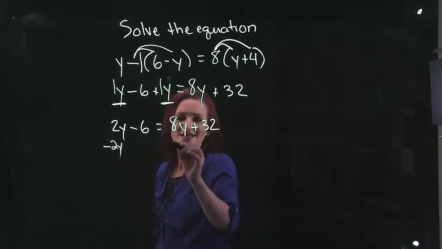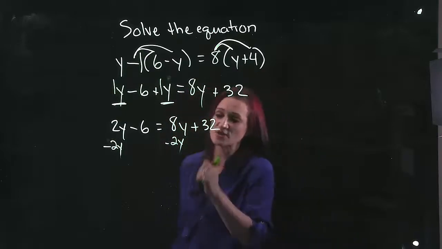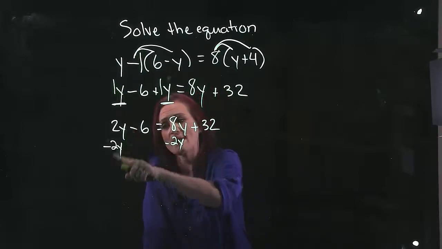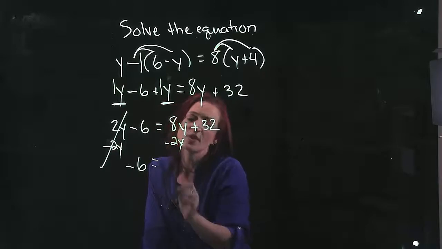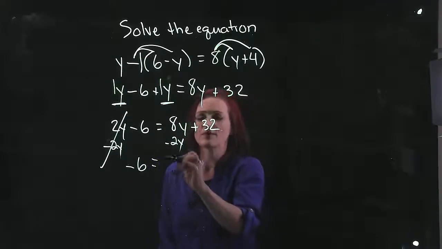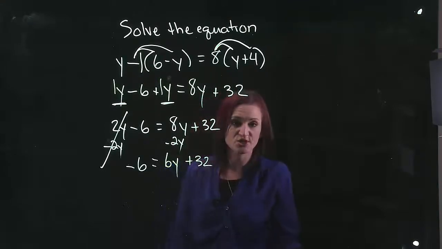And what you do to one side of an equation, you must do to the other. So I'm also going to subtract 2y on that side. Now, on the left side, 2y minus 2y cancels, and we drop down that -6. On the right-hand side, we had 8y. Subtracting 2y from it makes that a 6y. And then drop down the plus 32.